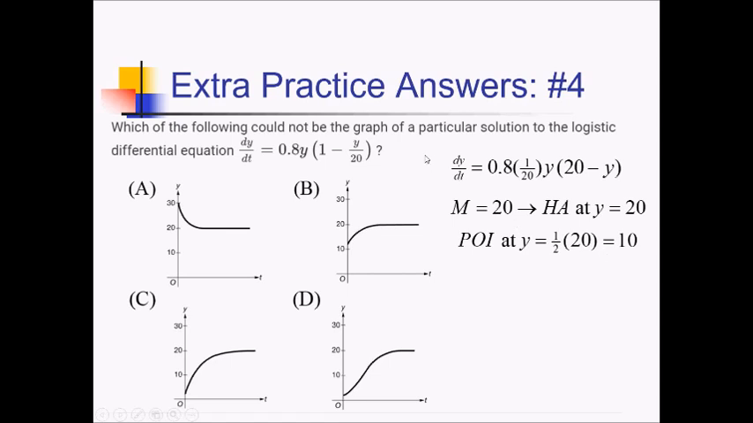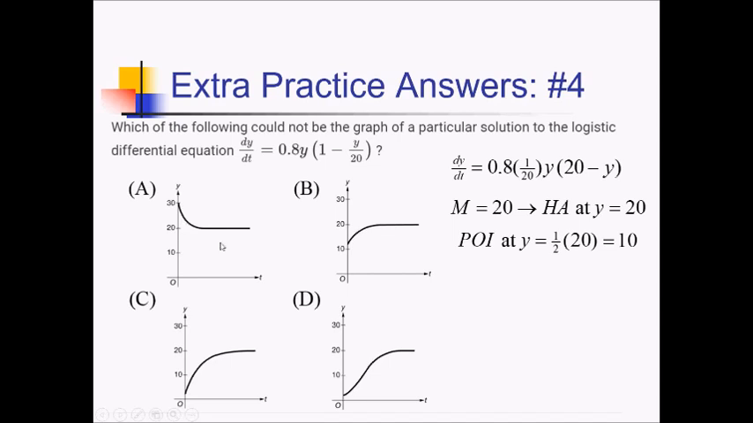We're looking for a graph that does not have a horizontal asymptote at 20, and that could not possibly have a point of inflection at 10, when we're trying to eliminate one of these as a possible solution. So looking through each of these, choice A, we've got the horizontal asymptote, and you might be thinking, well, hold on a sec, there's definitely nothing at all on this graph at y equals 10.